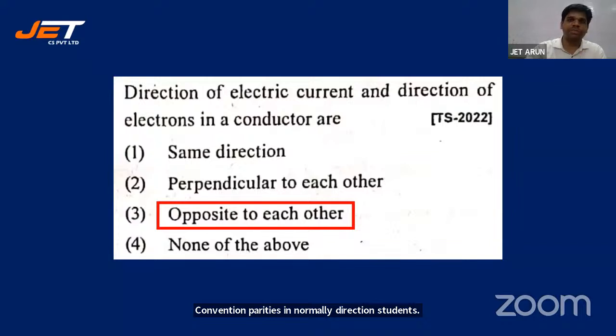Direction of electrons is opposite to the direction of electric current, the conventional current. All right, 3 is absolutely right.